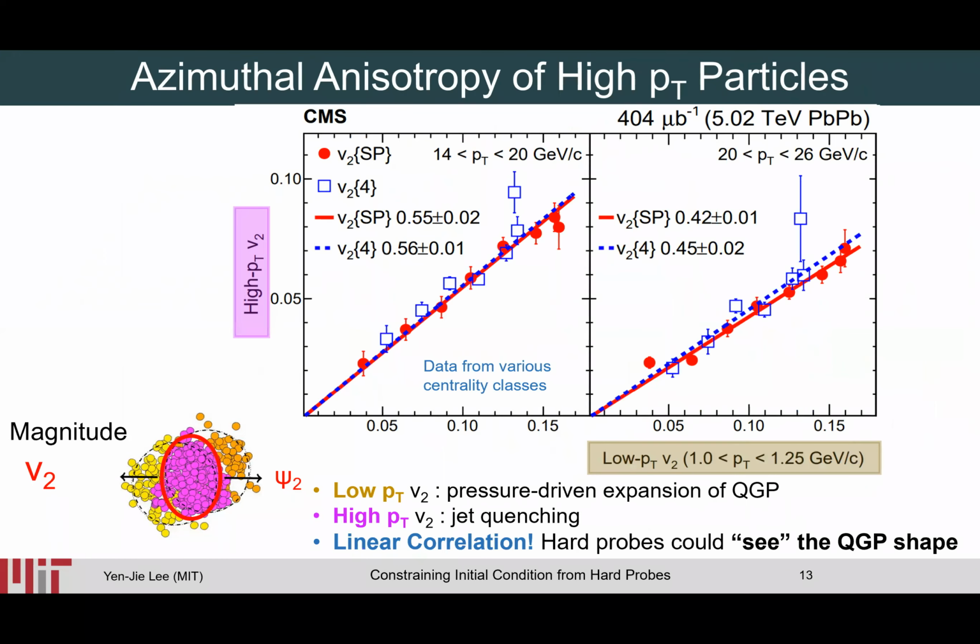So therefore, you also see the v2 signal at high pT. The interesting thing is that we see a pretty tight correlation between the high-pT v2 and the low-pT v2 as shown here. There are two transverse momentum intervals. We collect the data from various different centrality bins, and we see that they are essentially linearly correlated with each other. This linear correlation is telling us that the hard probes actually can see the quark-gluon plasma shape. That is interesting.